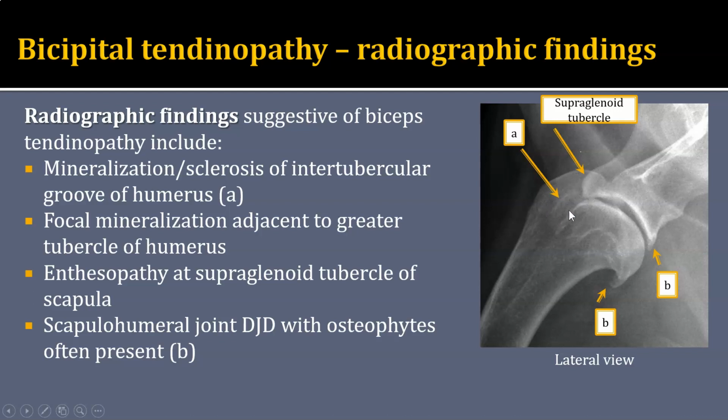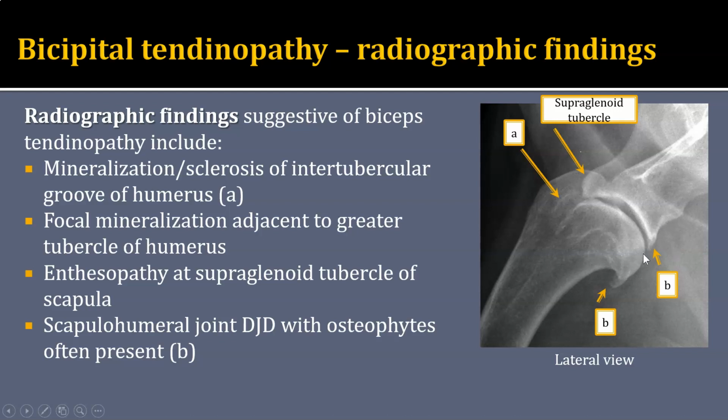So this is bone sclerosis. Sometimes it's actually proliferation on the outer side into that intratubercular groove. And then the origin of the biceps tendon is on the supraglenoid tubercle. And so depending on the type of underlying trauma or strain, you may actually see some enthesopathy or periosteal reaction on that supraglenoid tubercle. And then more often than not, these patients actually have osteoarthritis of the shoulder as well.